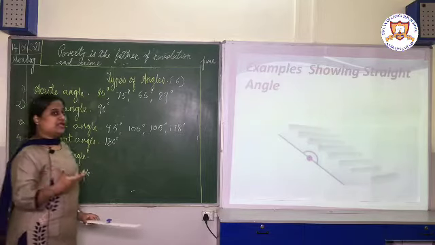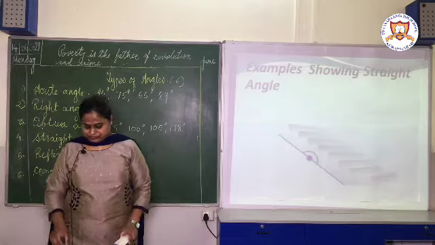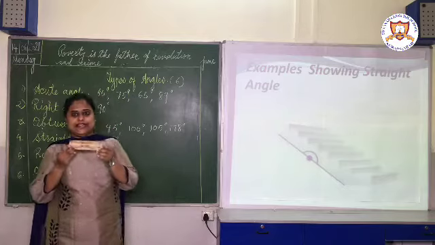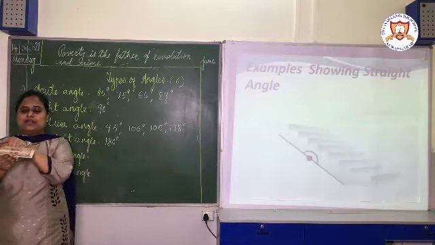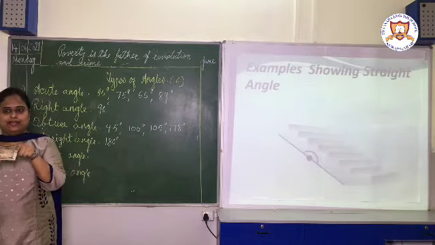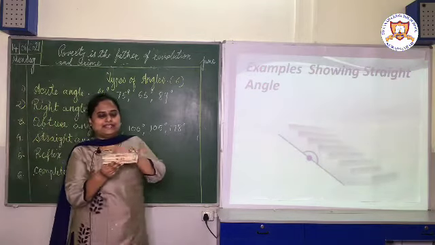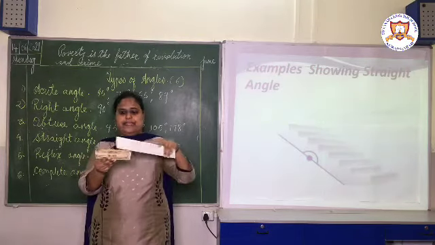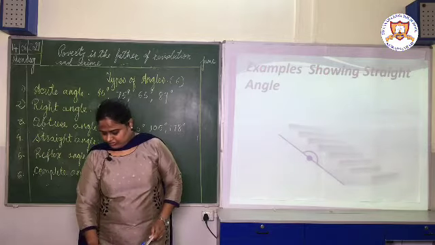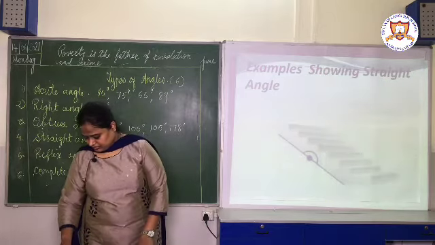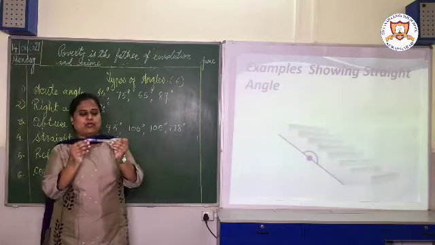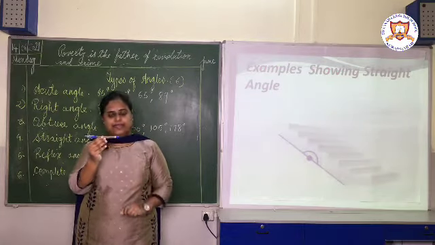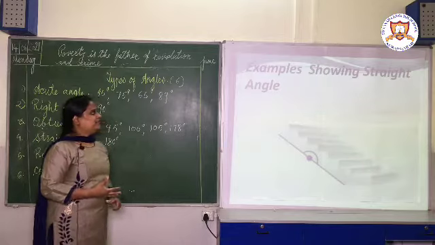Now tell me, in our surroundings where can we see a straight angle again? Yes, who will tell me? If I hold this duster like this, you can see here the straight angle. Correct. If we hold this duster in such a way, we'll get a straight angle. Same way here, this pen. If I hold this pen like this, then here we can see the straight angle. Correct. So these are examples of a straight angle.